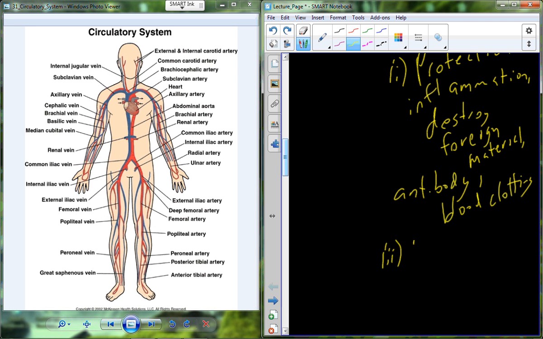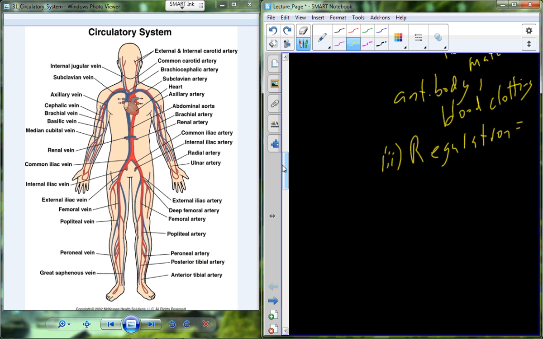Now, the last major function, the circulatory system is going to be heavily involved in regulation. And the things that are going to be regulated, the blood is going to regulate where fluid ends up. We're going to call that fluid distribution. So fluid distribution.